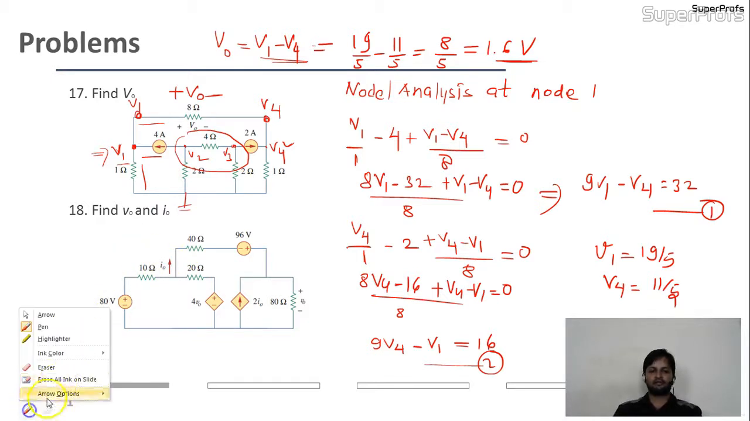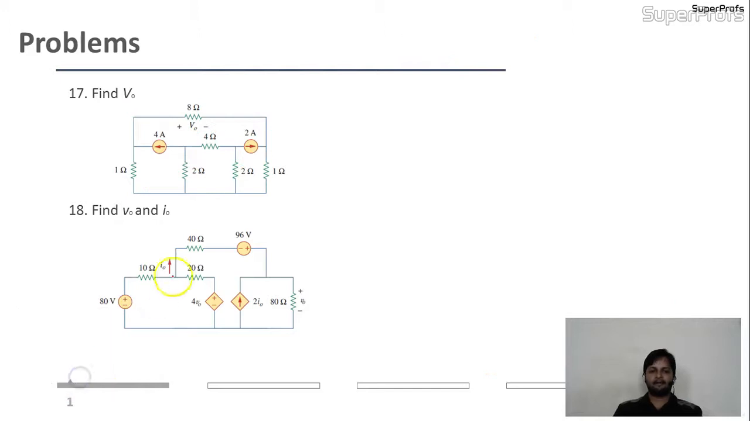I hope this one is also clear to you. Can you do it for me? Find V naught and I naught. Where is the V naught? Here is the V naught. Where is the I naught? Here is the I naught. I think you can do it, so I'm leaving this for you.